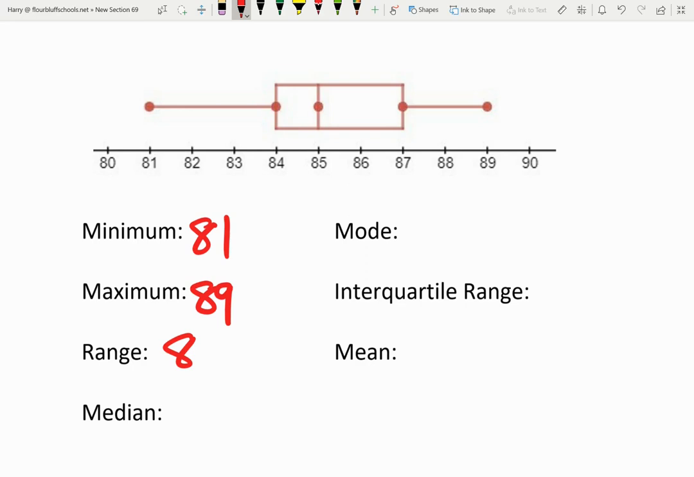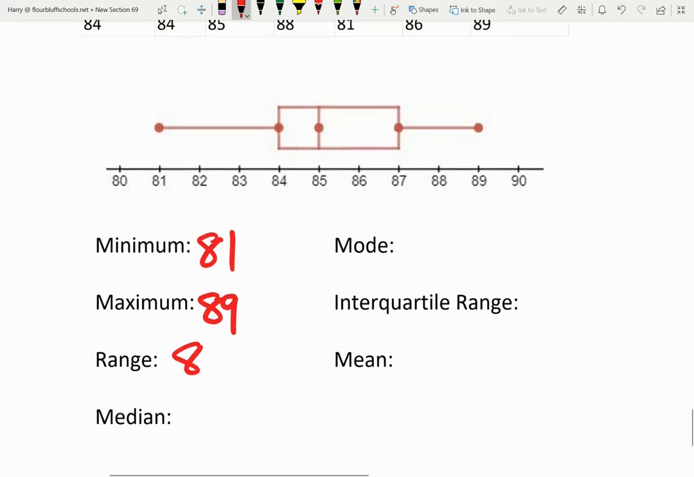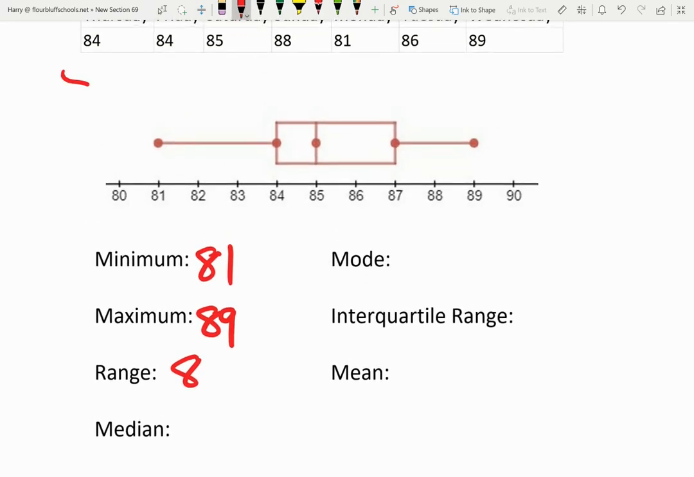The median is the number in the middle. So to find the median, what we could do is look at the data in the table up here, put them in order from least to greatest, and then find the number in the middle. If you look at the box plot, it has it right here, 85. That's in the middle.